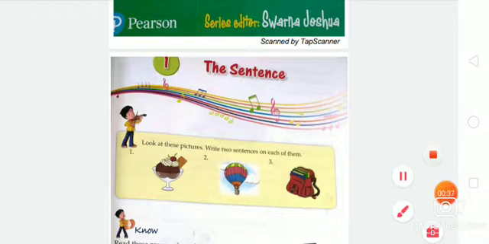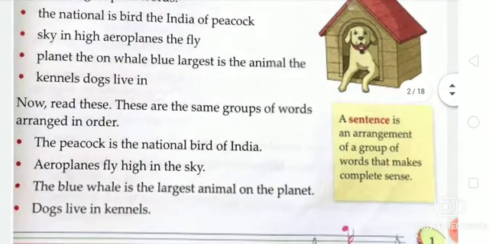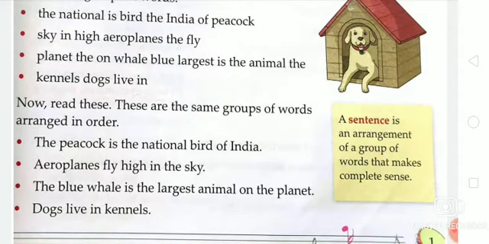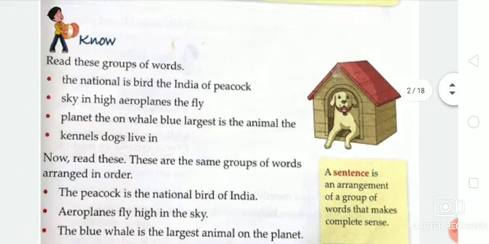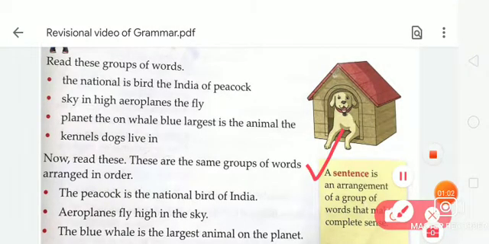Dear students, do you know about the sentence? Tell me the definition of a sentence. You have already learned about this topic in your previous classes, so today we're going to revise it again. We all know that a sentence is an arrangement of a group of words that make complete sense. What is a sentence? A sentence is an arrangement of a group of words that make complete sense.